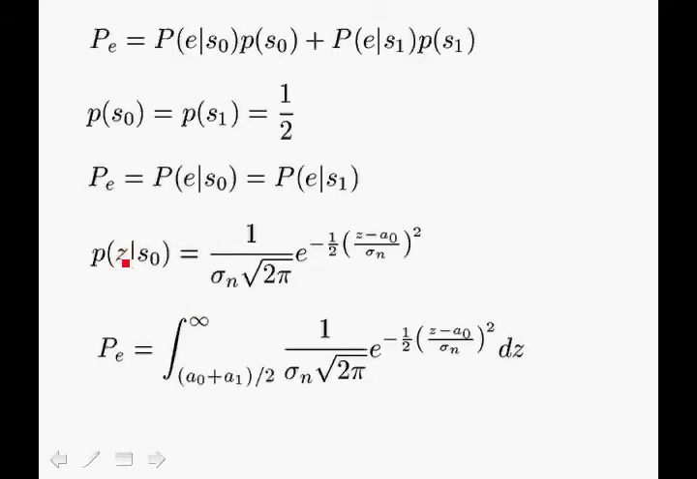So we have the probability of z given S0 is this expression here, which is a normal distribution. Notice that the variance is sigma n squared, and the mean value is A0. And we integrate from the threshold value, which is (A0 plus A1) divided by 2, which in our case, because A0 equals minus A1, is equal to 0. So we integrate from 0 to infinity, and we plug in the normal distribution shown here, and we get the probability of error.